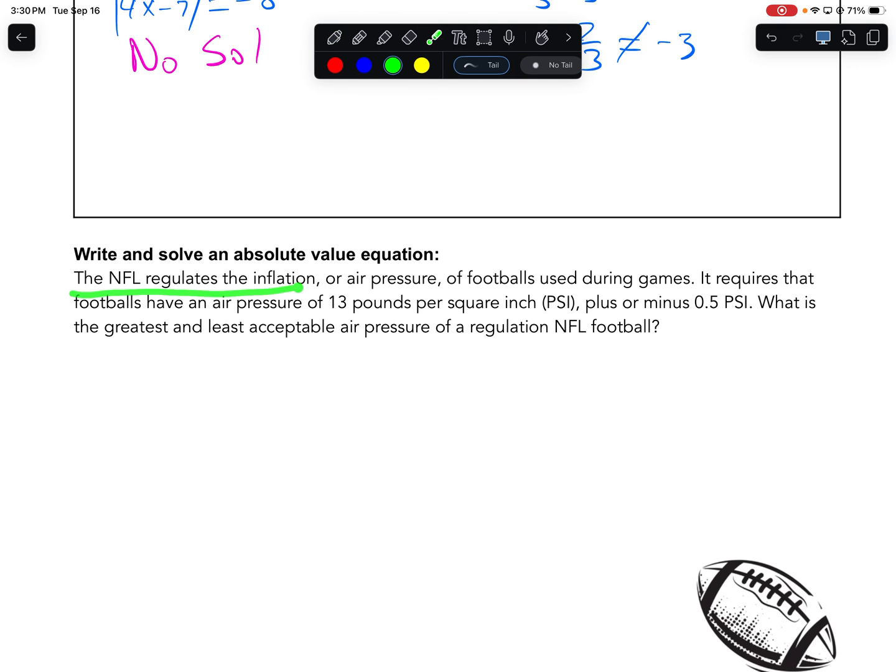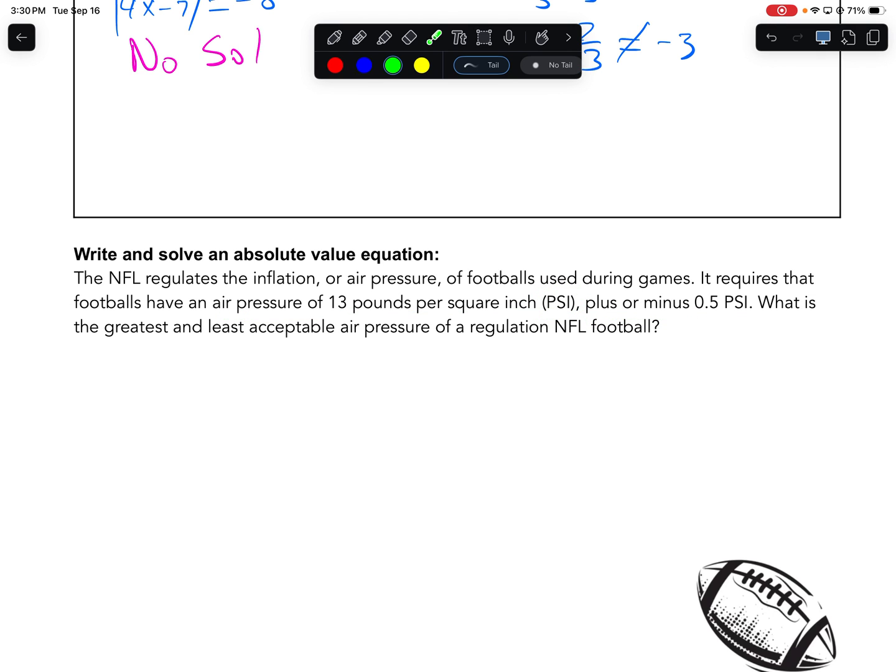NFL regulates air pressure of footballs used during games. They had an issue with the Patriots like several years ago where they were underinflating the footballs. Tom Brady, who was quarterback for the Patriots, underinflating footballs because it made them easier to catch, right? So it was a huge scandal with the Patriots underinflating footballs, which is silly, but whatever. So they have regulation. It's got to be 13 pounds per square inch, PSI, plus or minus 0.5. So it could be 0.5 under or 0.5 over.